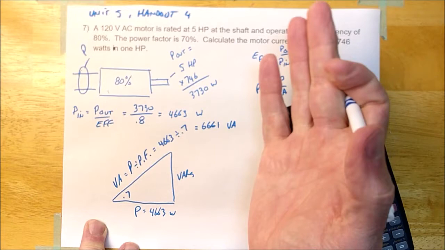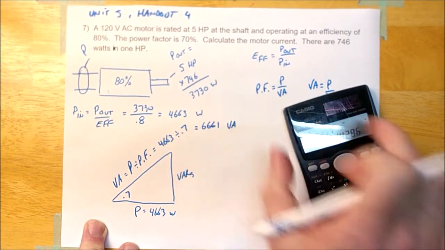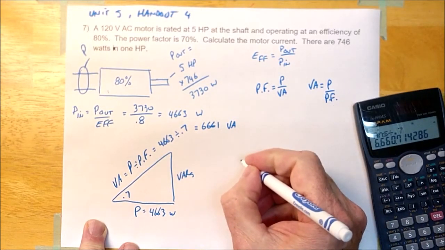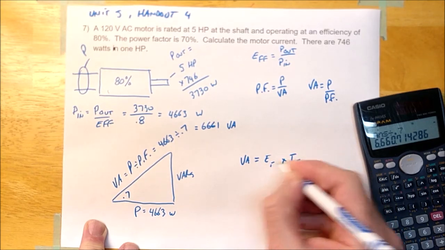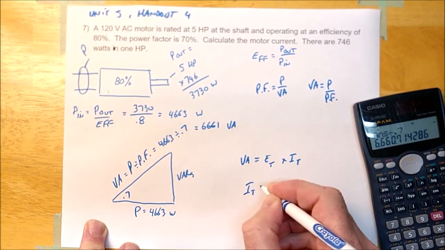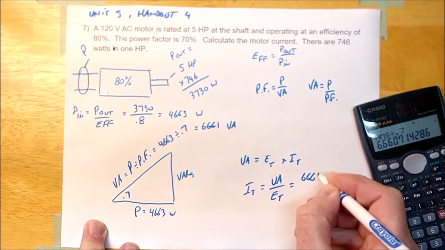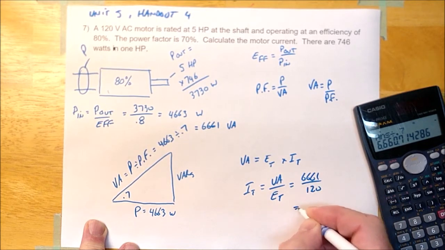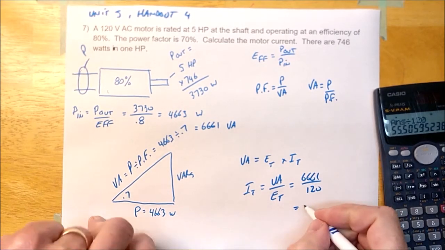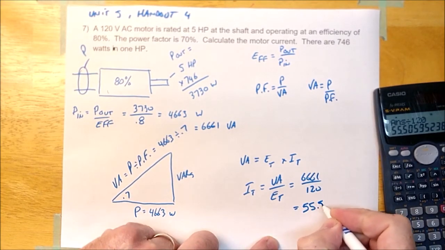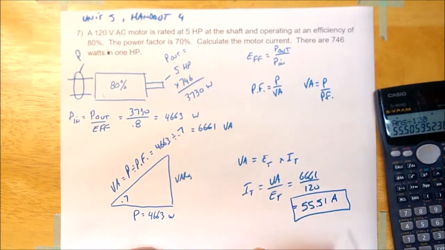Now we could calculate the VARs. We don't need to though, but we could, right? By the Pythagorean theorem, we could easily calculate it. But really the question is only asking about motor current. And since VA is equal to E total times I total, then I total is equal to VA over E total. And so it is 6661 divided by 120. And this thing draws a ridiculous amount of current, 55 amps. Okay, guys? All that work, all right, to calculate the motor current.